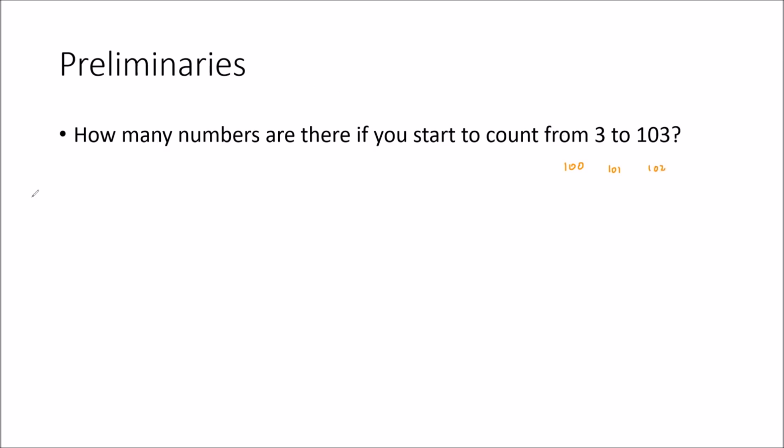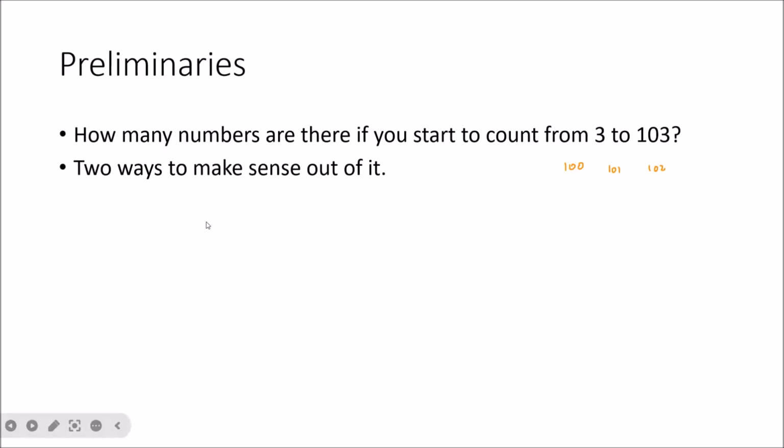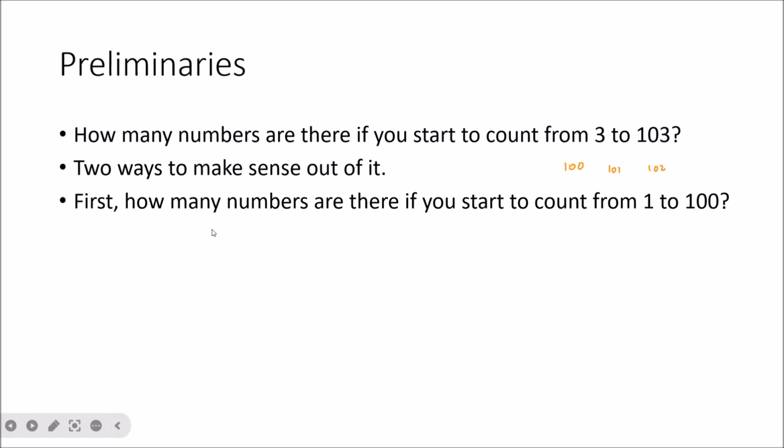To think about this problem, we can look at a similar problem. There are two ways of thinking, okay? One way is to think about how many numbers there are if you start to count from 1 to 100. Almost everybody would say it's 100. Okay, 1 to 100, just count 1, 2, 3 to 100. So you have 100 of them.